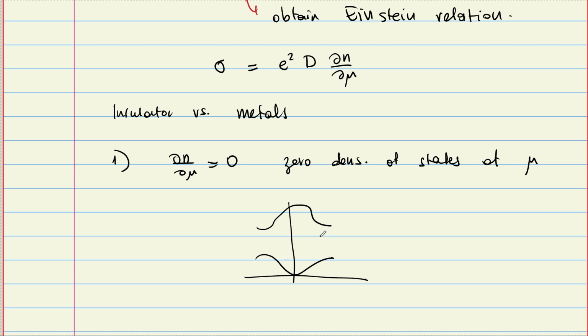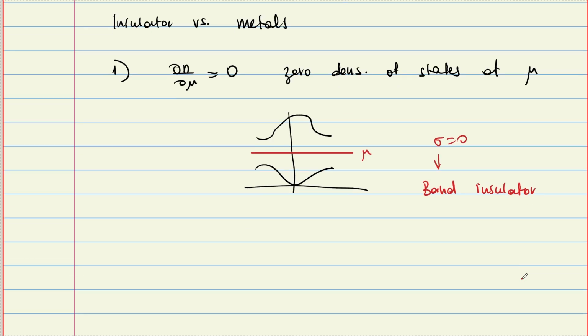And if you put the chemical potential right here, this is μ, because there is no energy, there is no level here. If there is no level, density of states is 0. If density of states is 0, sigma is 0. So this is what we call a band insulator. So this is case 1.